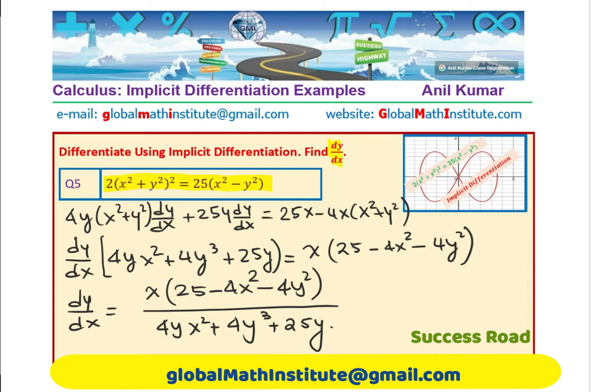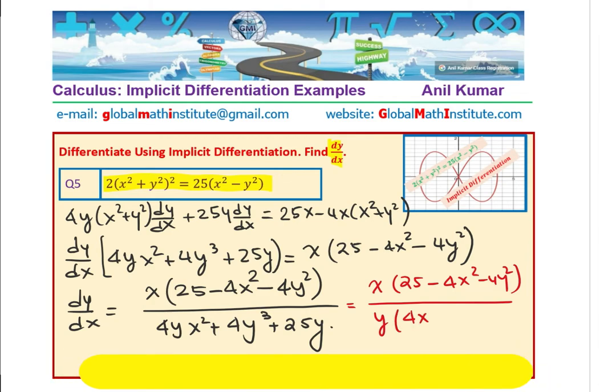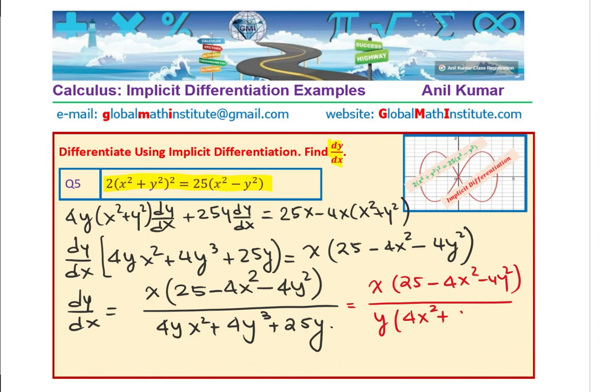At the end, we can also take y as a common factor. So we have x into (25 minus 4x squared minus 4y squared) over, we can take y common here. So we get y times (4x squared plus 4y squared plus 25), correct?